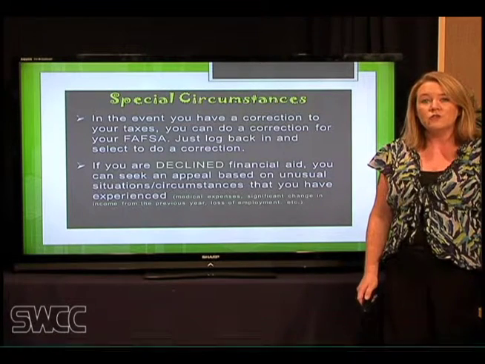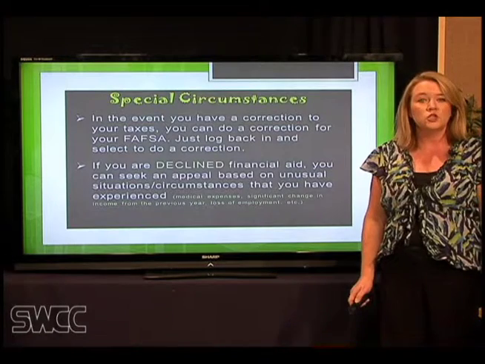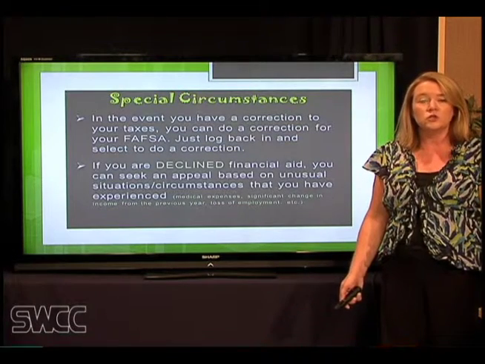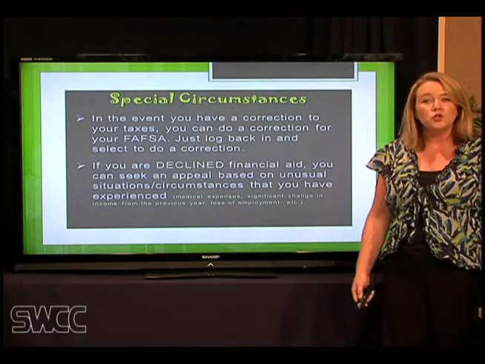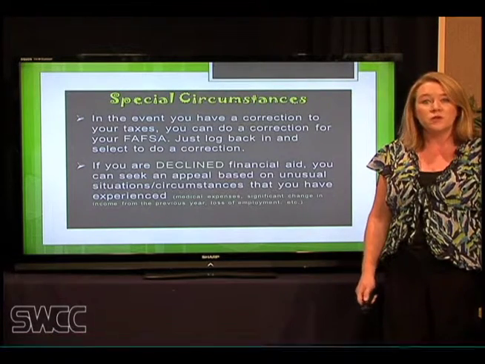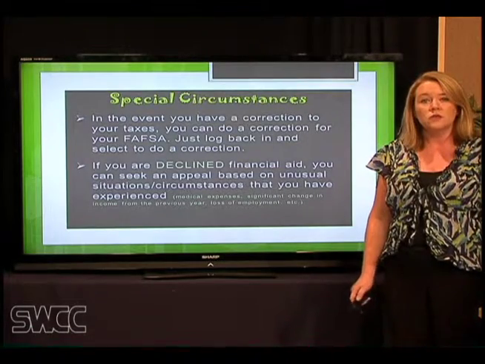Now, if you are declined for financial aid by the school, then you can seek an appeal or a professional judgment based on unusual situations or circumstances that you've experienced. For example, if you lost your job and don't have the income from the previous year, then you can request an appeal through the school's financial aid office.